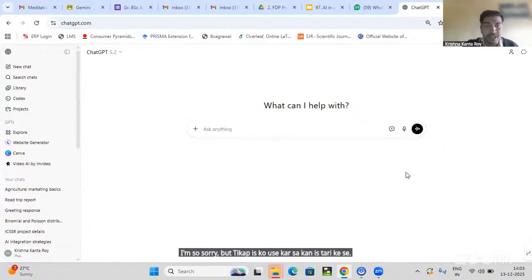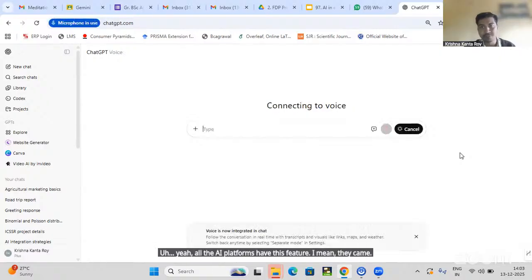I would also recommend you to use this feature with AI. All the AI platforms have this feature. Now see what I do. Just for 1 minute, I want to show you.